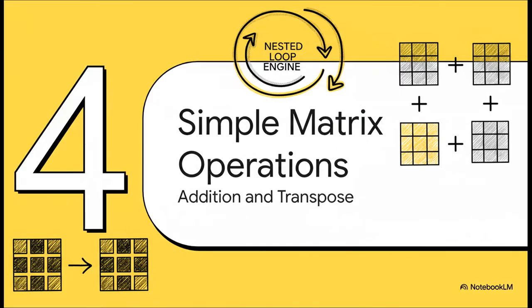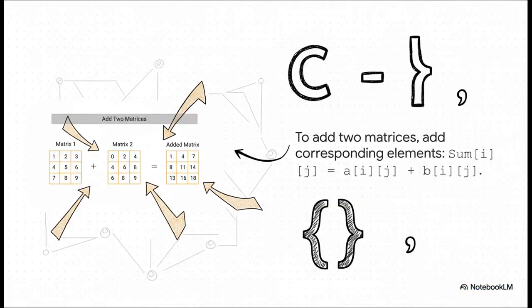All right, time to put that engine to work. Let's start with a couple of foundational matrix operations that are just a perfect showcase for how powerful this nested loop idea is. Okay, check this out. Matrix addition is so intuitive, it's great. All you do is you take two matrices that have the exact same dimensions, and you just add the numbers in the corresponding spots. So top left plus top left equals the new top left. It's that simple.